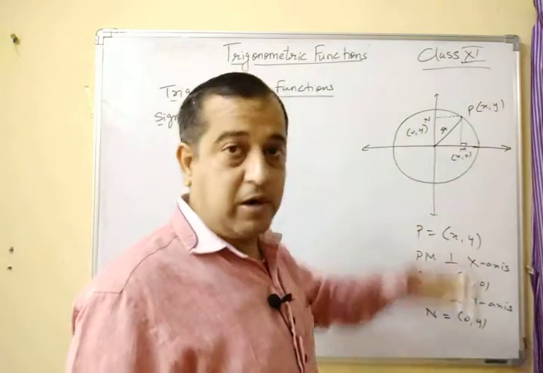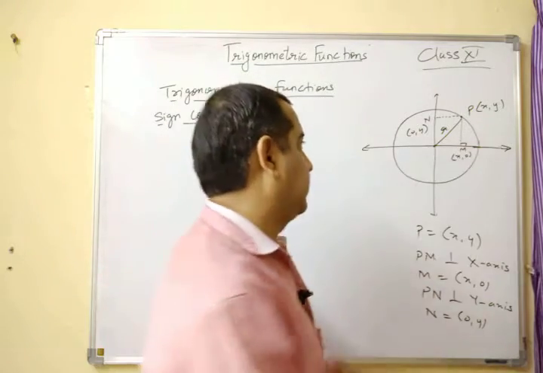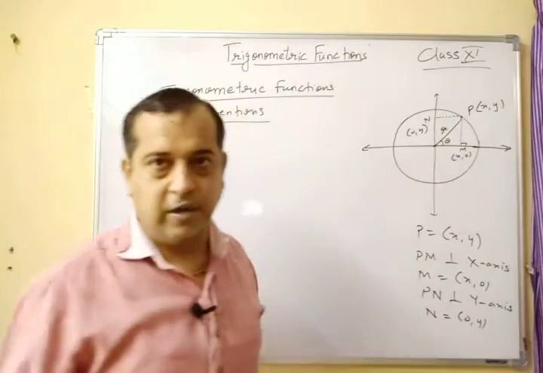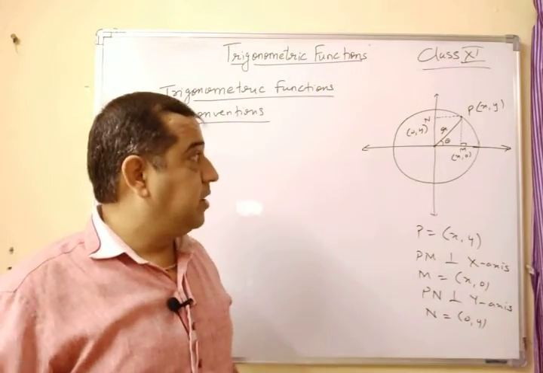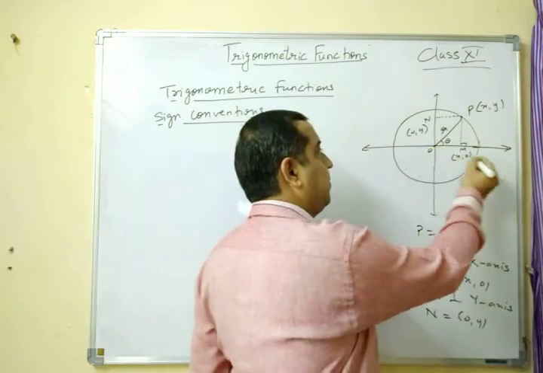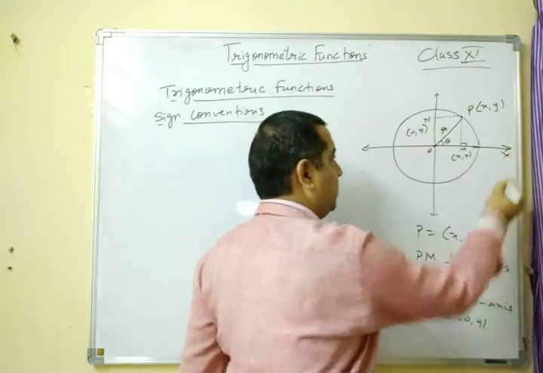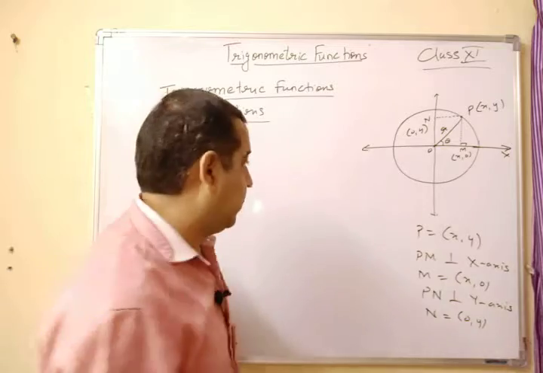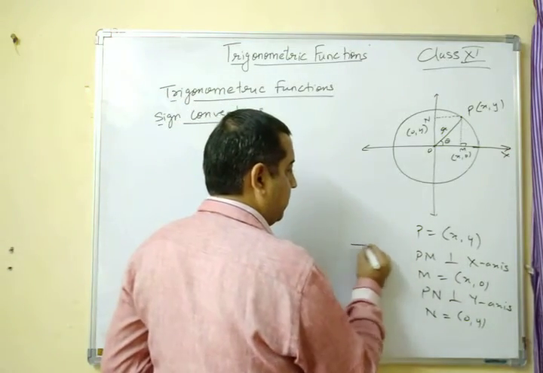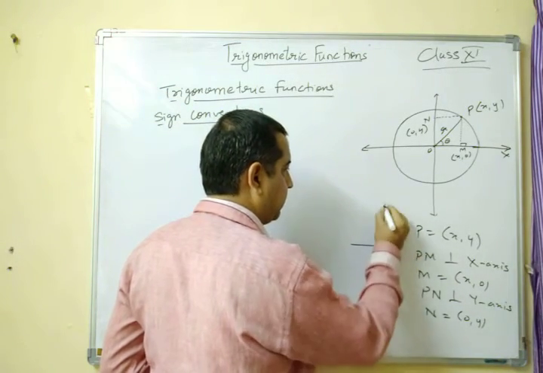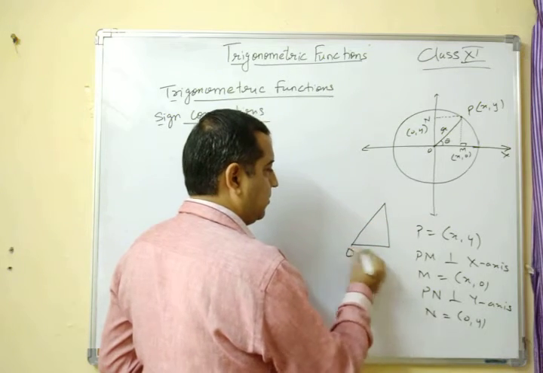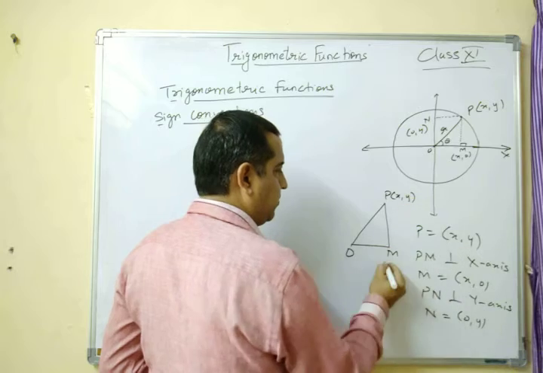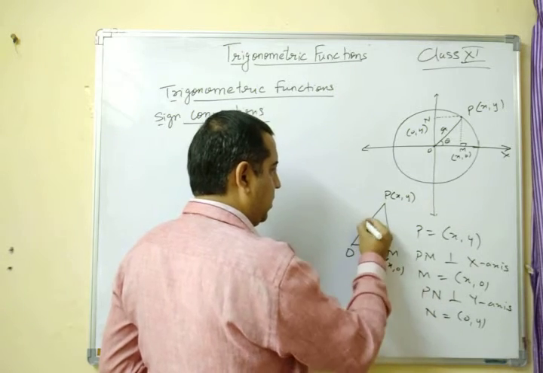But that's not a part at present. We are dealing with this. If I consider this angle theta, meaning the angle made by PO with the positive direction of the x-axis, then we have this diagram. This is O, this is M, this is P having coordinate (x, y), M having coordinate (x, 0), and this is r.